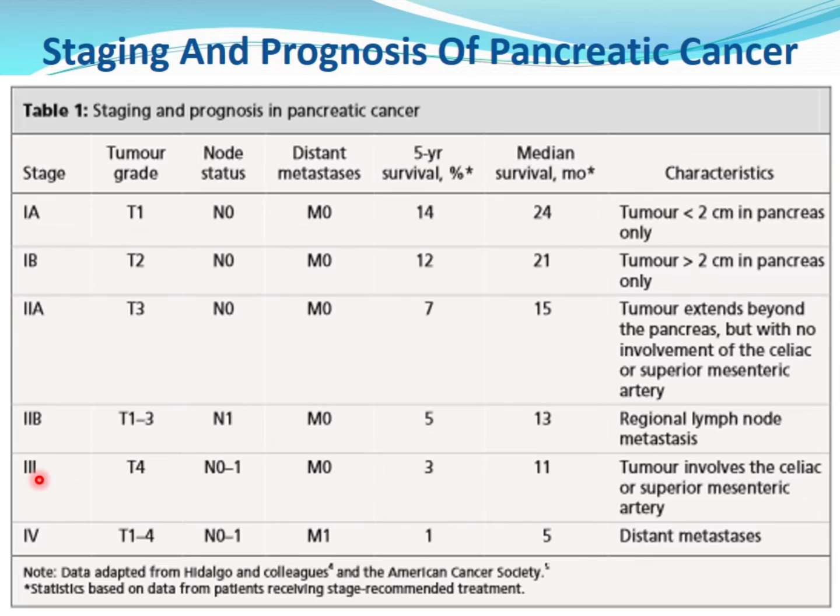If the tumor is in the head, it may encase the superior mesenteric artery, and if the tumor is in the body, it may encase the celiac axis by more than 180 degrees, and this is considered a borderline or locally advanced tumor. Stage 4 is considered a distant metastasizing tumor. The staging correlates with the 5-year survival and the median survival here. And pancreatic cancer is known as a tumor with a very bad prognosis.